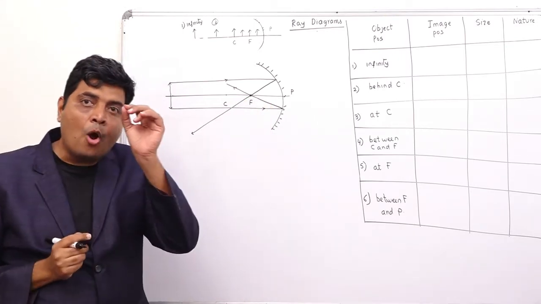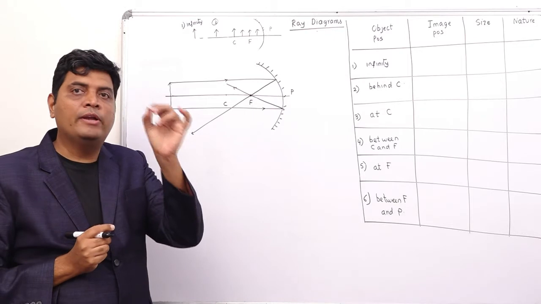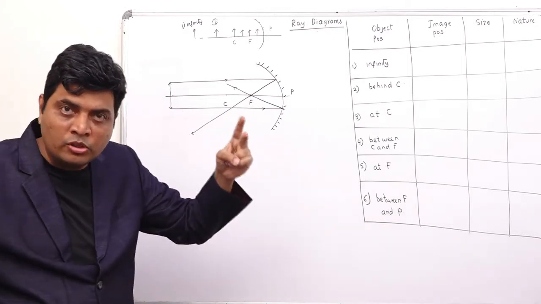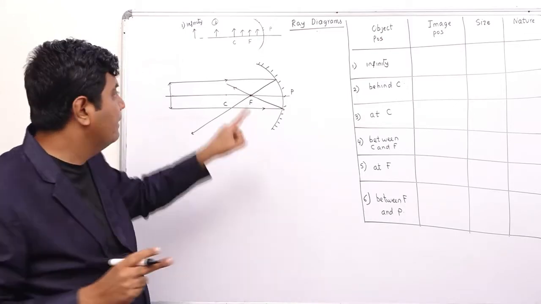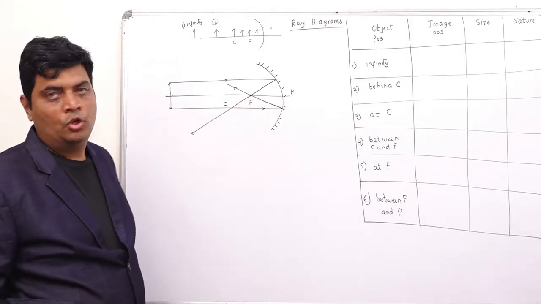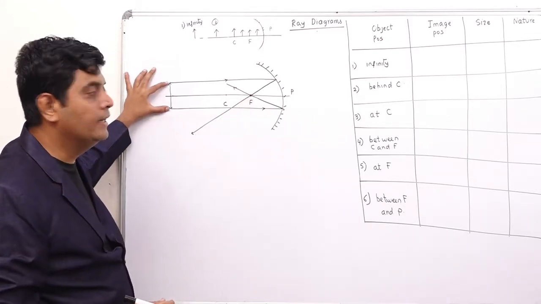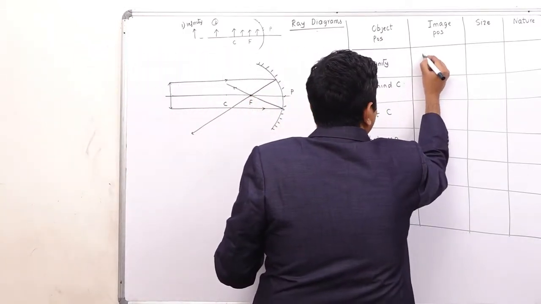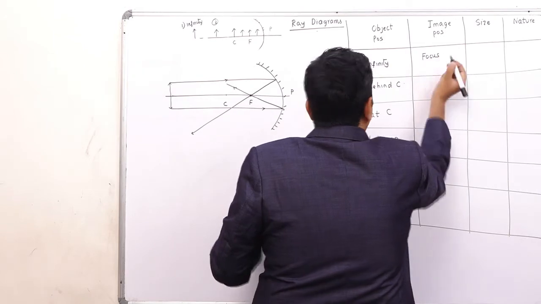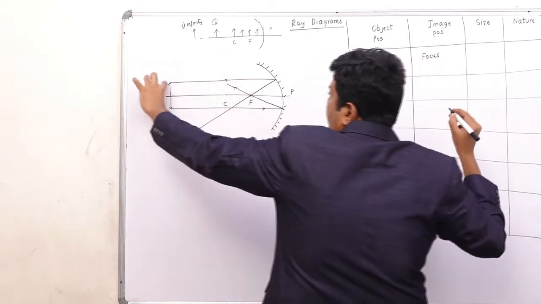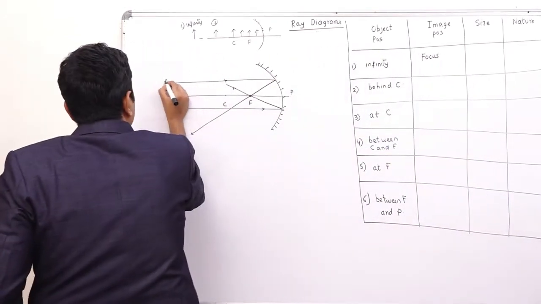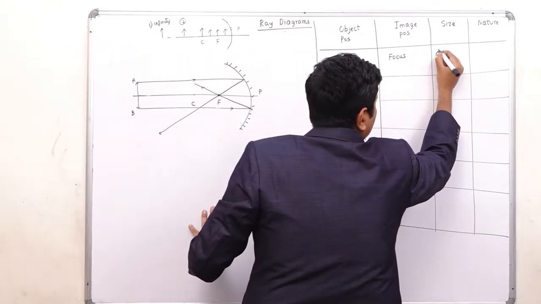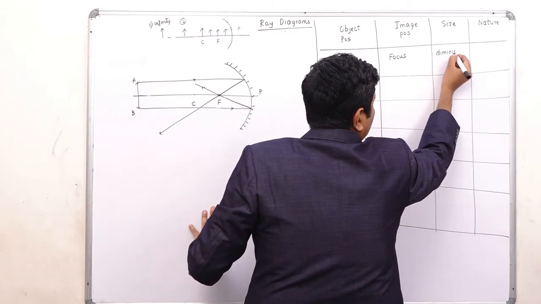So it becomes a point, right? It becomes a point. That means it has diminished. Wherever both the reflected rays meet, at that point you have the image. So your object is at infinity, where is the image position? Image position is at focus. What is the size? It is small. See, here it is so big. This is A and this is B. Here it has become a point. So it is diminished.